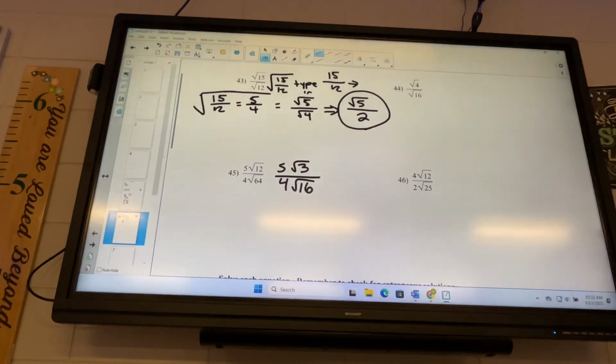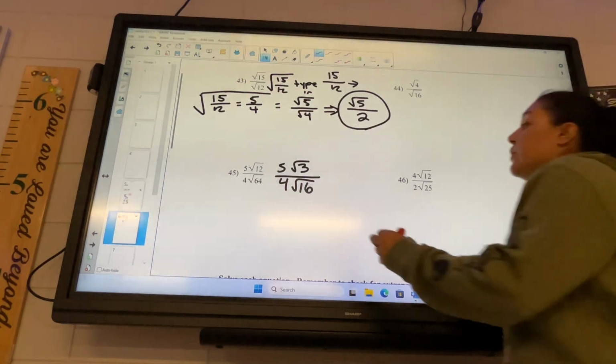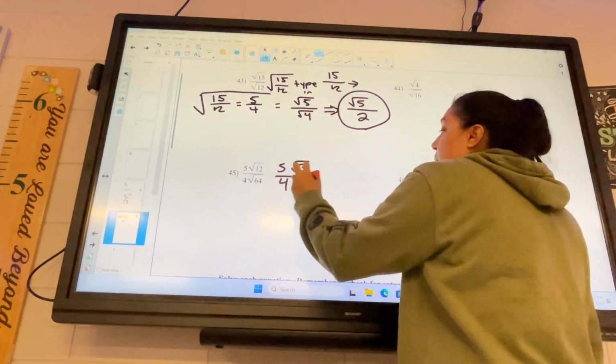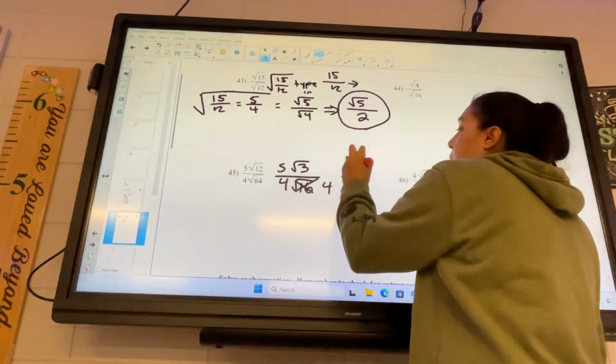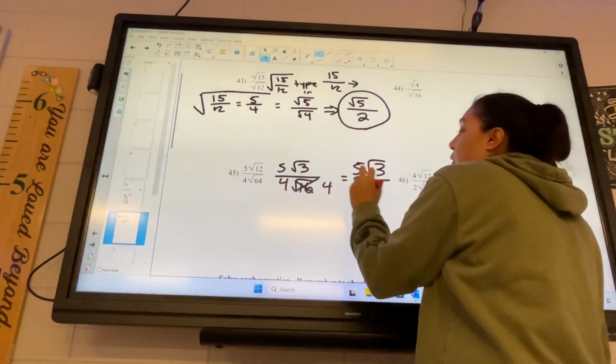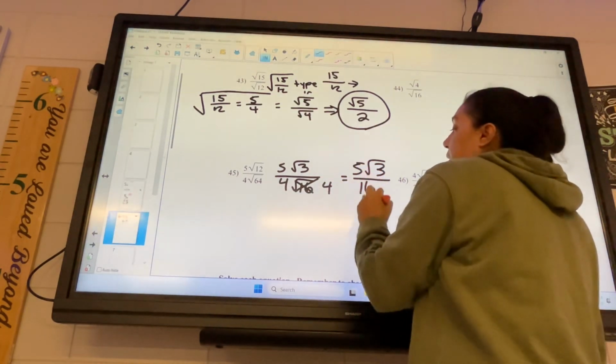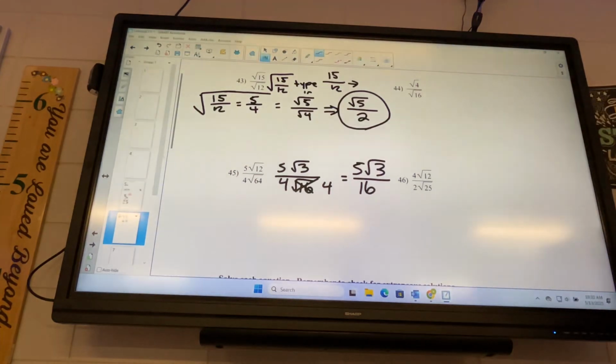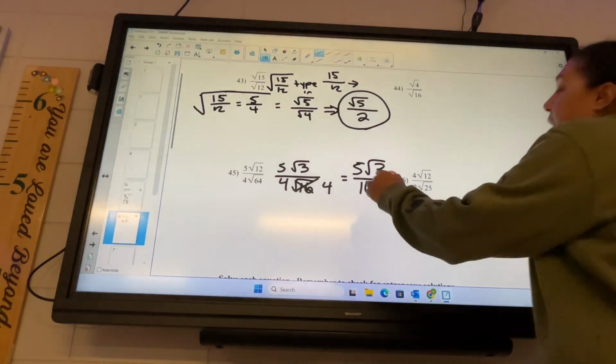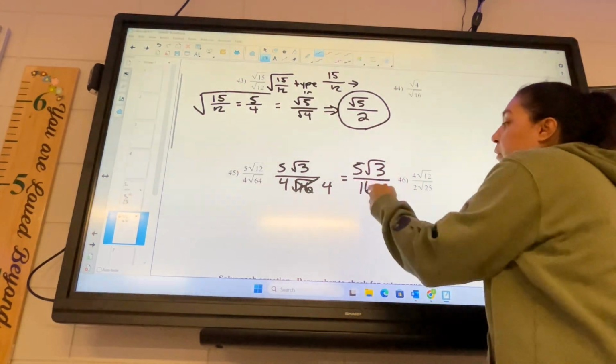Can the 3 simplify? No. Can 16 simplify? Yes, the square root of 16 is 4, since 4 times 4 is 16. So this part becomes just a plain 4. Then it becomes 5 square root 3 over 4 times 4, which is 16. Then you have to check it one more time. Does 5 over 16 simplify? No, it does not. But you would need to check again, because if that were 5 over 20, that does simplify.